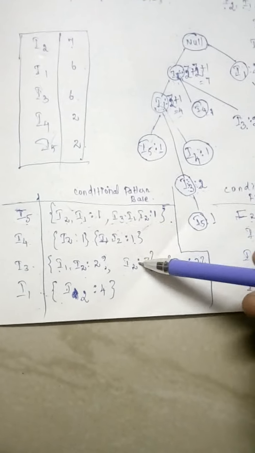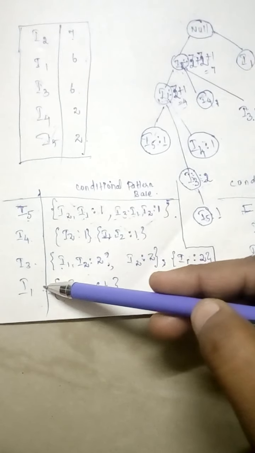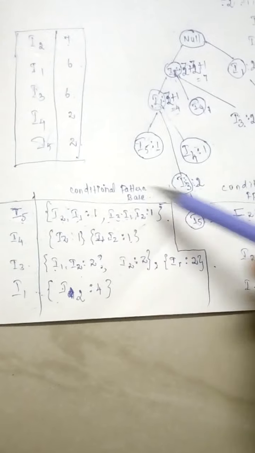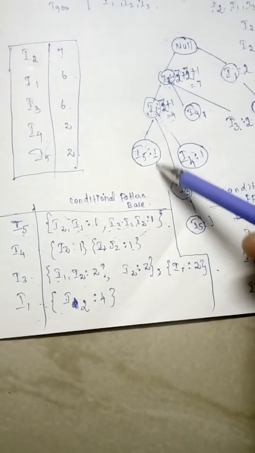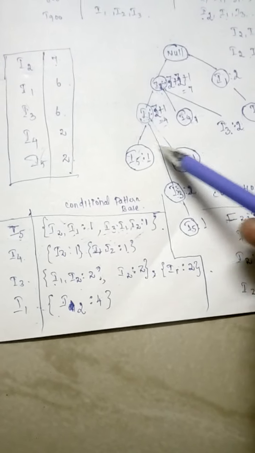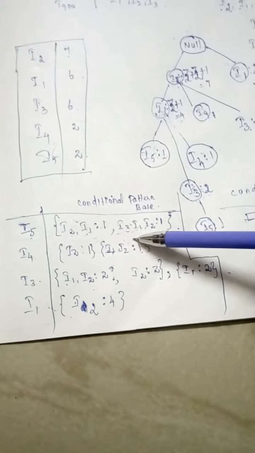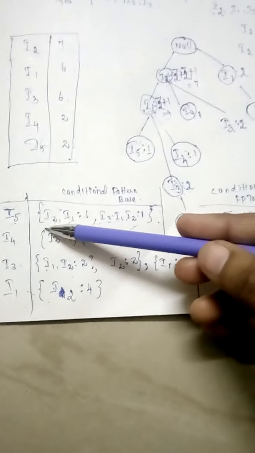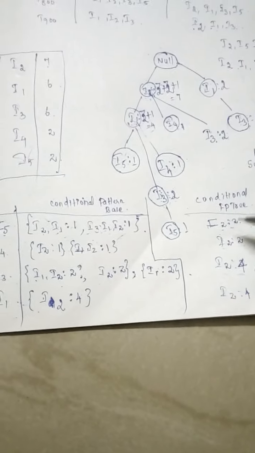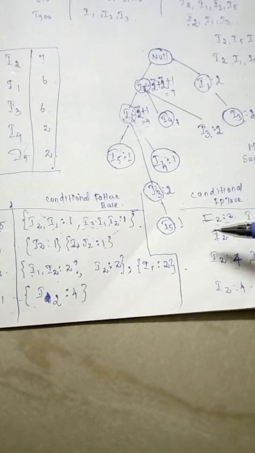So the conditional pattern base has been generated from this suffix tree pattern. So I5 is occurring with I2 and I1 for one time, and with I3, I2, I1 for one time. From this conditional pattern base we can easily generate the conditional FP tree. That is just to find the association of I5 with each of these items or the combination of the items.